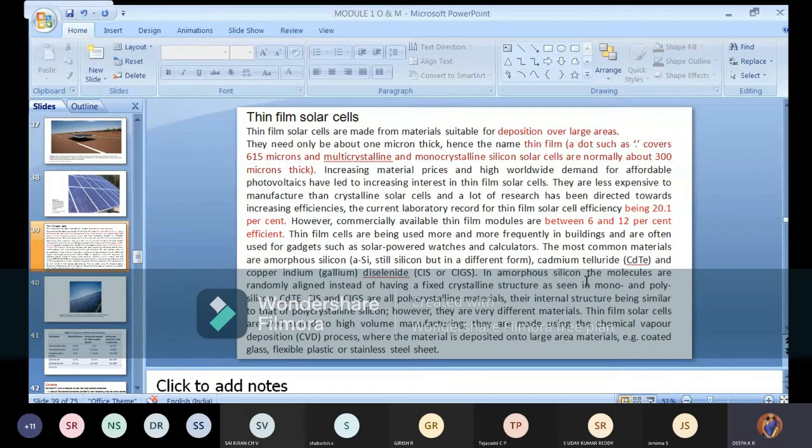In amorphous silicon, the molecules are randomly aligned instead of having a fixed crystalline structure, as seen in mono and polysilicon. The internal structure is similar to that of polycrystalline silicon, however, they are very different materials. And thin film solar cells are well suited to high volume manufacturing. It means if you want to produce on a huge scale, you can use this. And they are made using the chemical vapor deposition process.